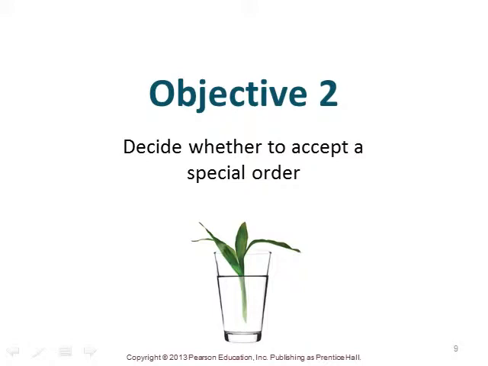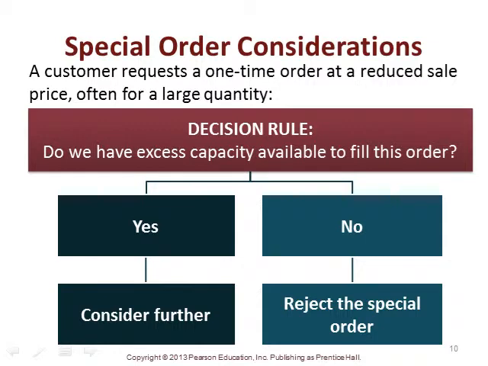So the first special decision we want to talk about is to decide whether to accept a special order. It's special because they generally are thought of as being one-time deals. So our special order considerations say that if a customer requests a one-time order at a reduced sale price, often for a large quantity, we have to look at, remember, qualitative and quantitative decisions.